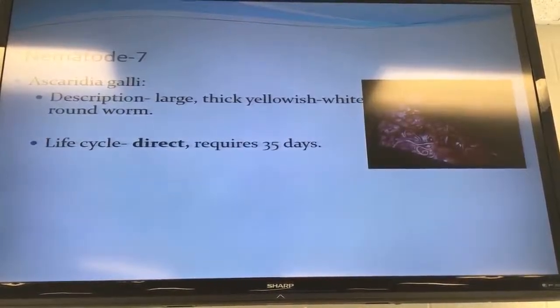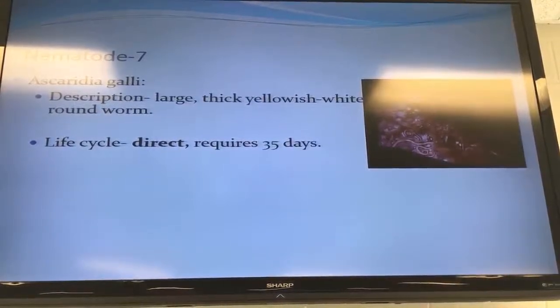One of my favorite nematodes is the next one. As you all know, the first thing you learn here is that they are thick yellow-white round worms, okay? And they have what type of life cycle? Direct life cycle.